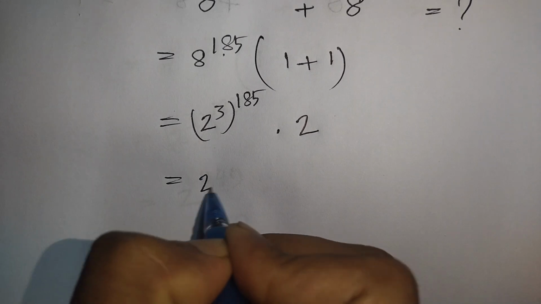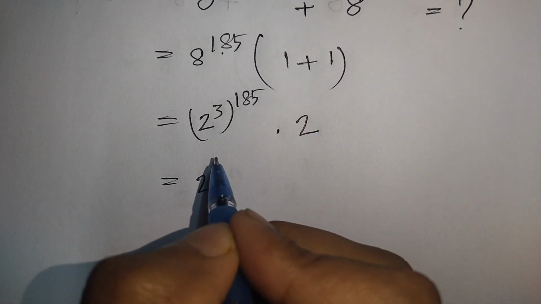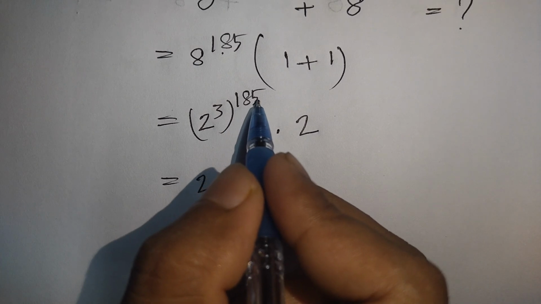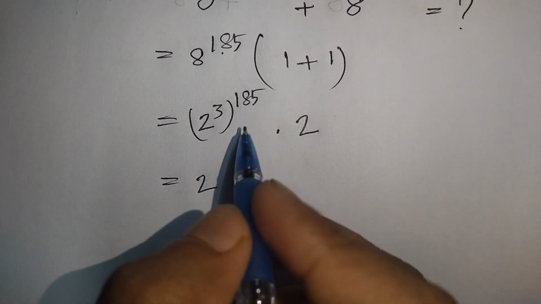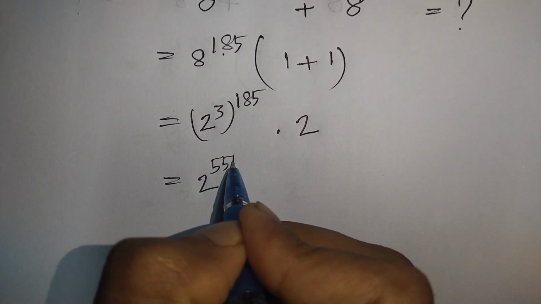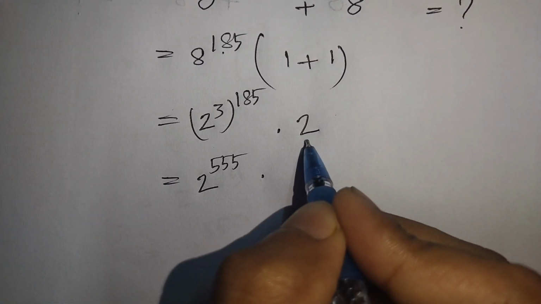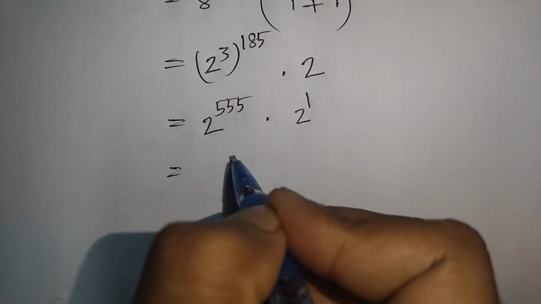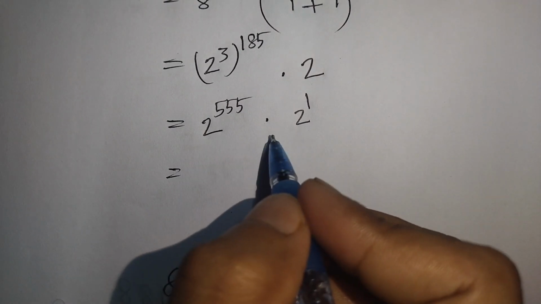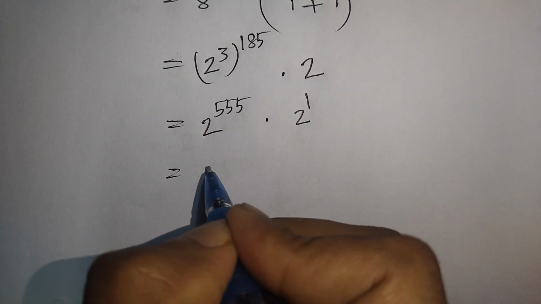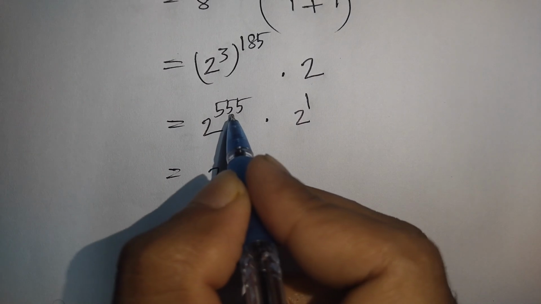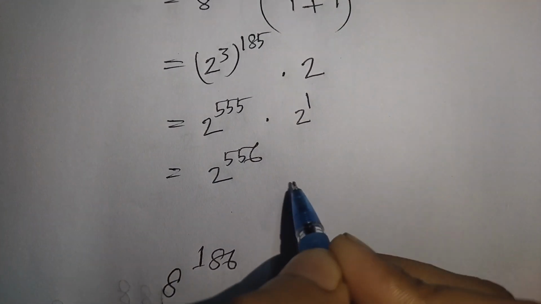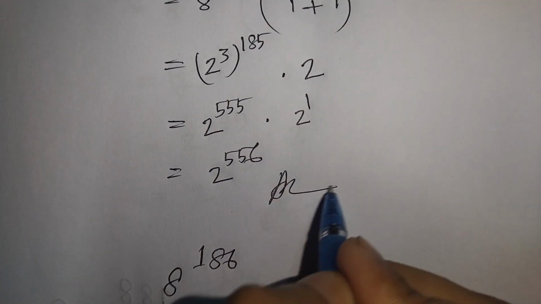Now 2 to the power 3 times 185, 3 times 185 means 555, times 2 is the same as 2 to the power 1. Now we see that there is the same base 2 but different powers, so we can write here 2 to the power 555 plus 1, that means 556. So 2 to the power 556 is the correct answer.